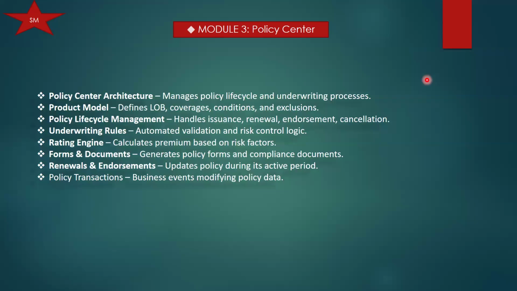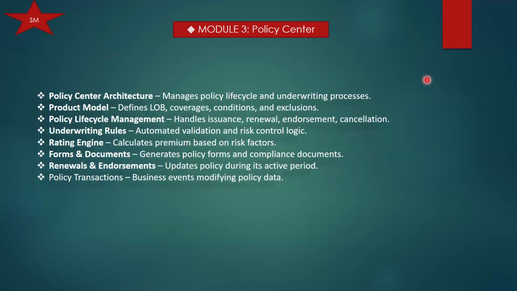So now, the renewal and endorsement. What it does is update the policy during the active period. Basically, let's say I have purchased a policy for 20 years and 5 years have gone, and I have shifted from one city to another city. At that time, I raise a request to change my address.